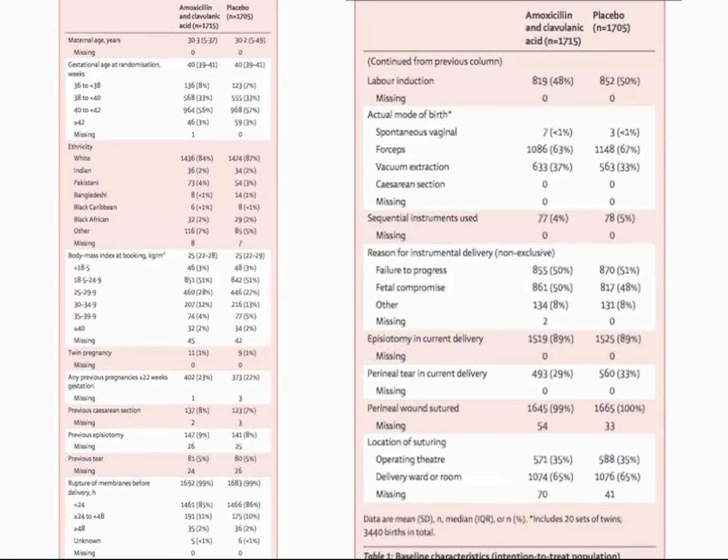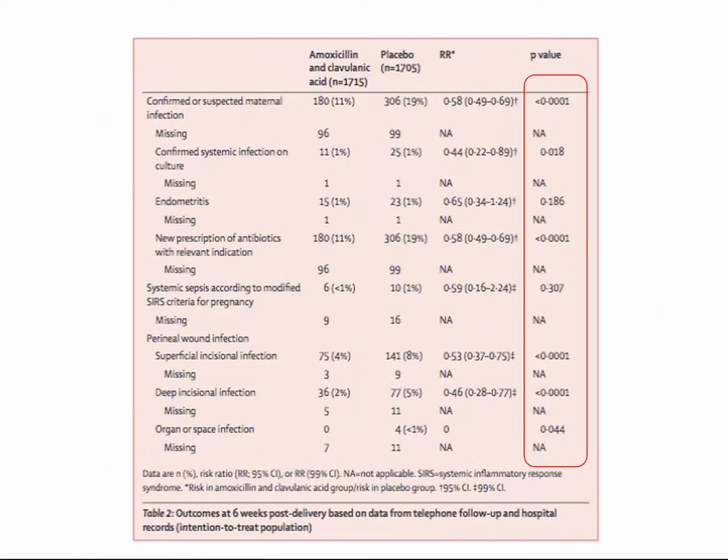And we look at these patients, and yeah, it's UK, and so they're different in ethnicities, and body mass index is different, and whether or not they've ever had a C-section is different, but the randomization worked, and the two groups are basically similar in terms of their clinical characteristics. Now, to my surprise, confirmed or suspected maternal infection occurred in 19% of the women in the placebo group, and only 11% in the women that got this single dose of prophylactic antibiotics.